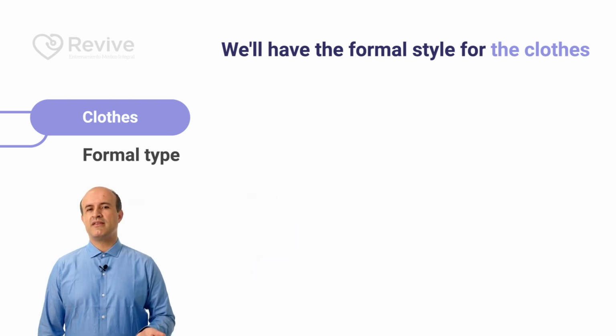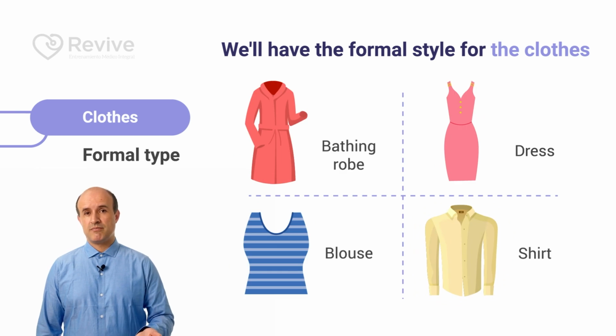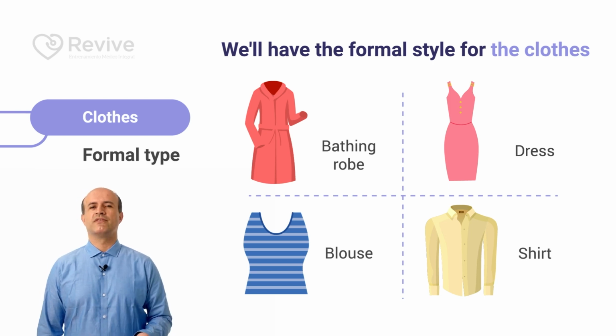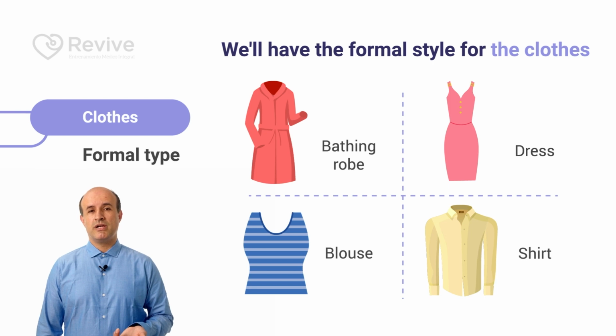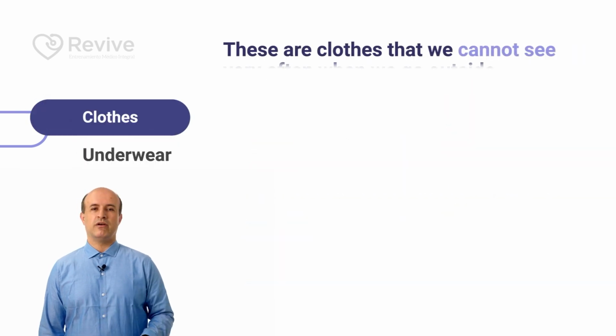Then we have bathing robe, the dress that makes women look beautiful, a blouse that complements any women's outfit. We also have the shirt, part of any suit, and the evening gown. We will continue with our next group, the underwear.